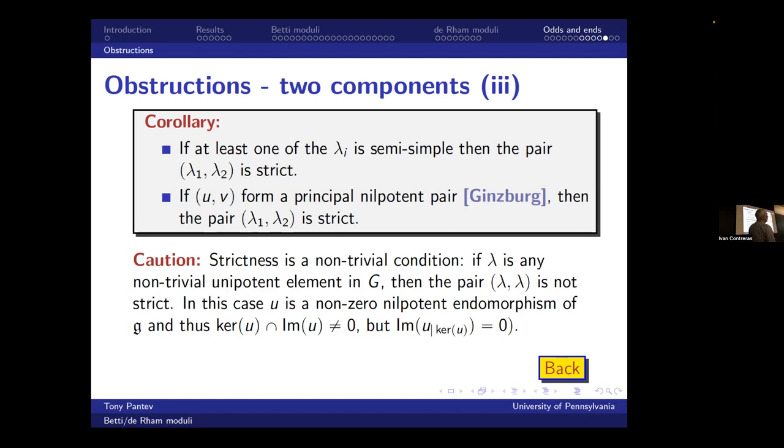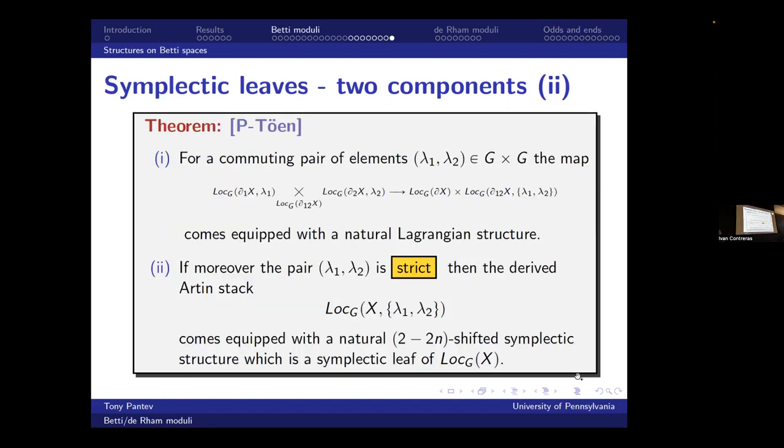And being a principal nilpotent pair forces strictness. But strictness is not a vacuous condition. If you take a pair consisting of a non-trivial unipotent element repeated twice, then it's not strict. So it's an actual condition. And this ends my story about the description of the symplectic leaves in the Betti case. And I already said what the results are in the de Rham case, and I'm not going to talk more about it, and I'm going to stop here.